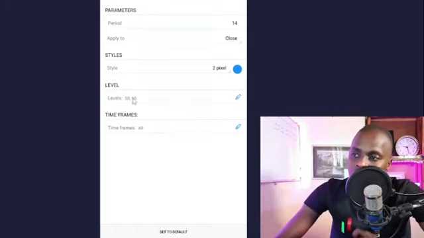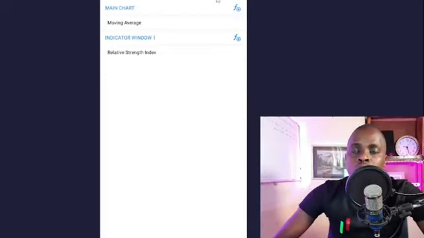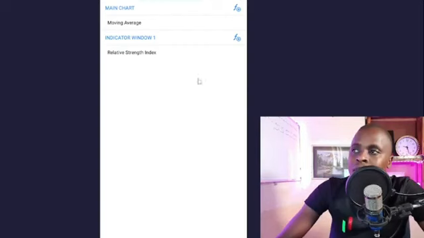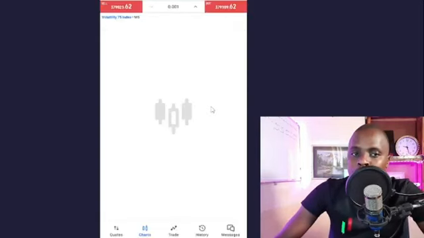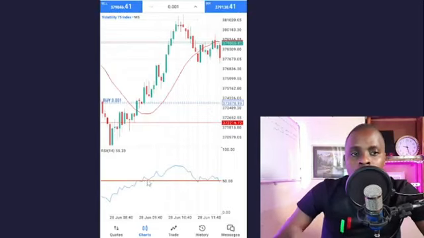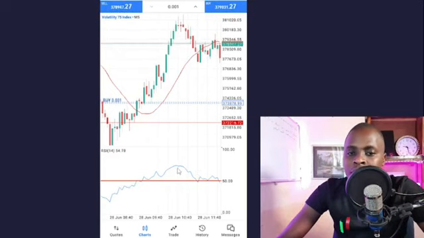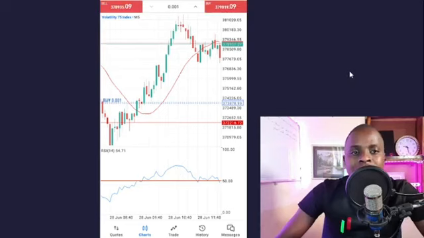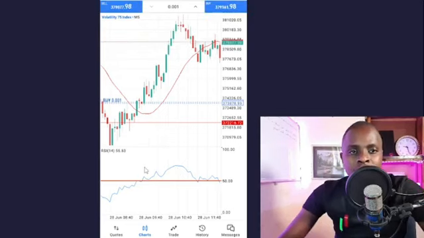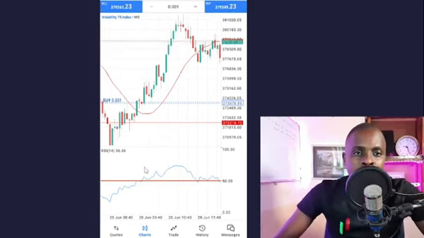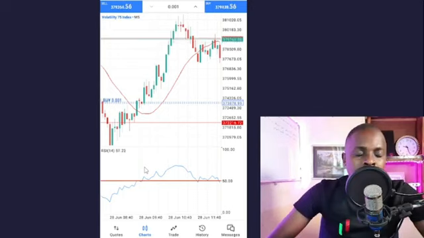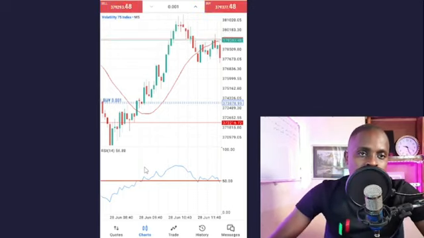We are going to use level 50 and 50, and the reason why we are going to use this is because we want to catch a strong trend. The way that we catch a strong trend here is to say, if the RSI is crossing above the 50 zone right here, the market is likely in an uptrend, right? If the RSI is going below the level 50, it means the market is going into a strong downtrend.